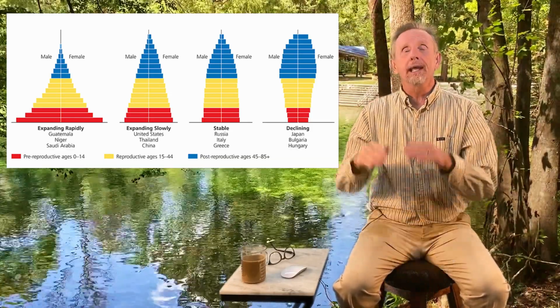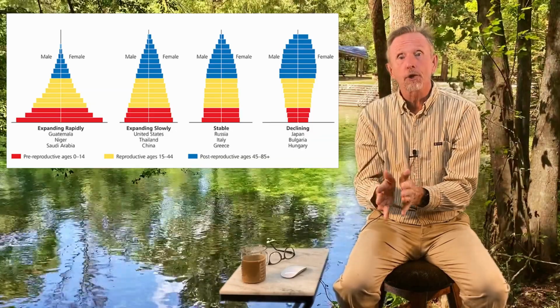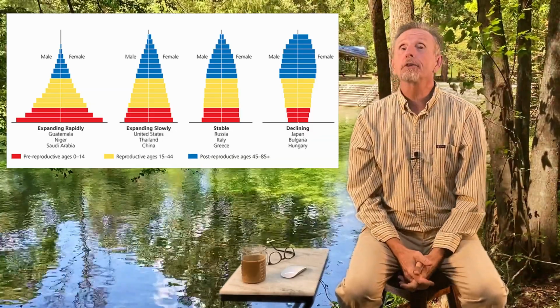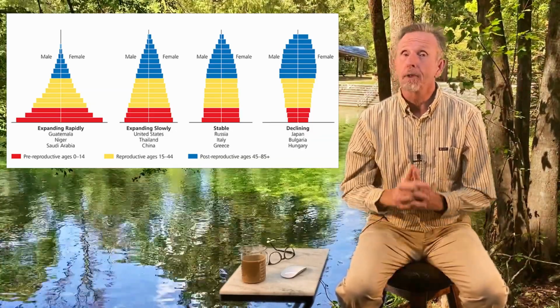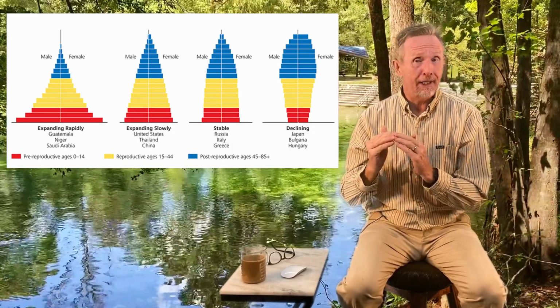The one at the very end, where it's kind of big at the top and trailing down, is a declining population. Many of the people are actually older.